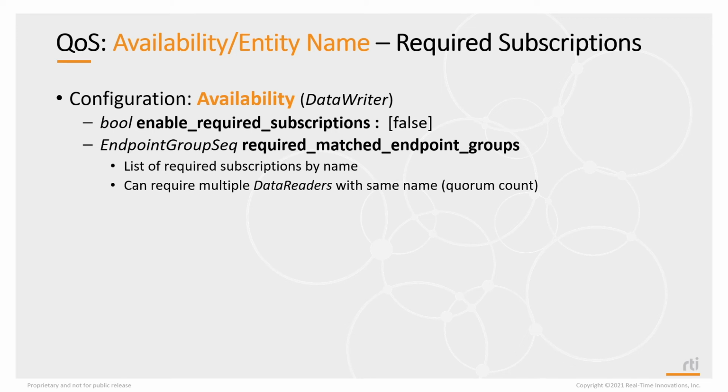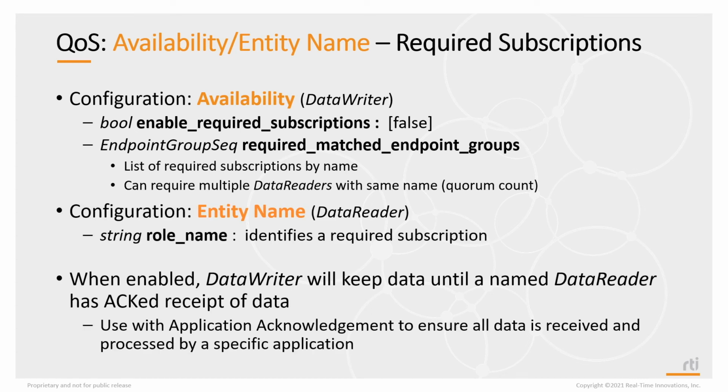But if you do enable it, you'll give at least one name, if not multiple names. What happens in this case is that DDS will keep the data until all named data readers have received the data and ACKed. And you usually use this with application acknowledgement so that the named data readers are explicitly ACKing that they've processed the data. And of course, the name of the data reader is set by the entity name, specifically the role name parameter of an entity name QoS policy on a data reader.